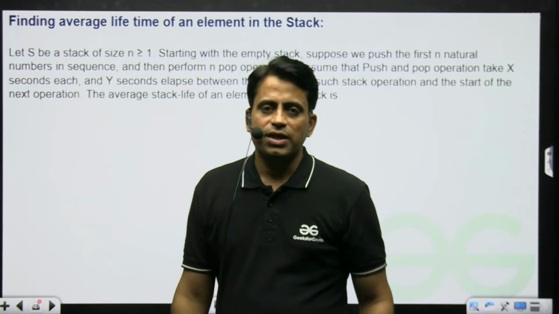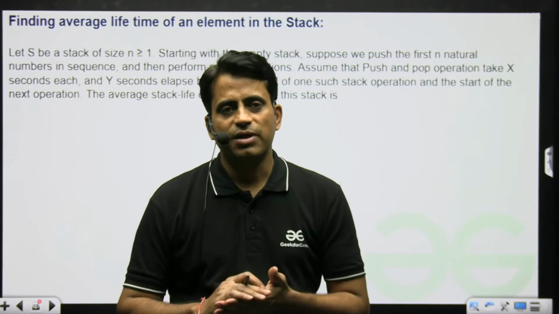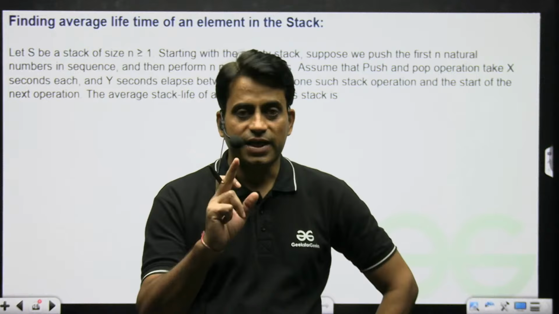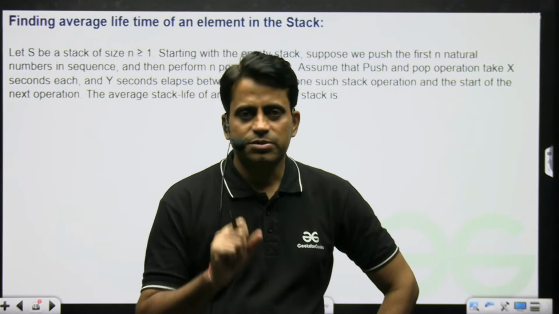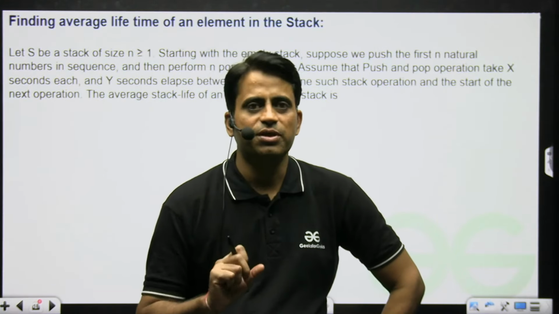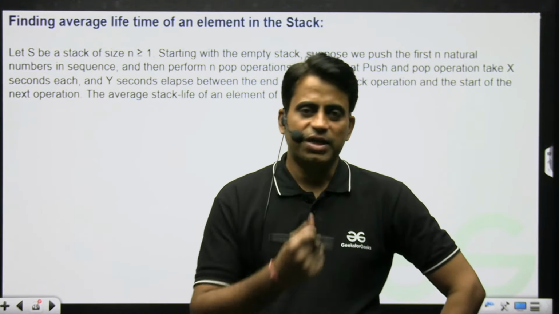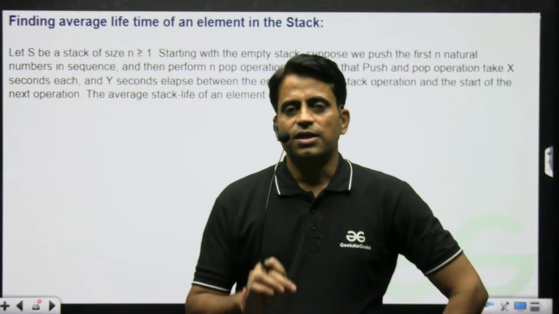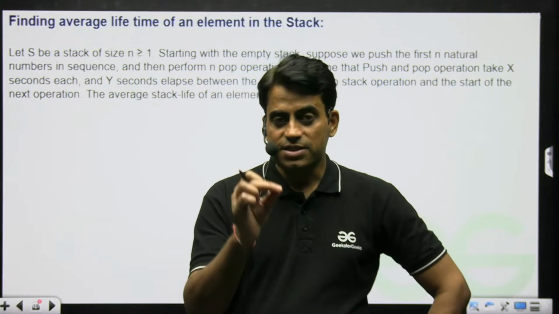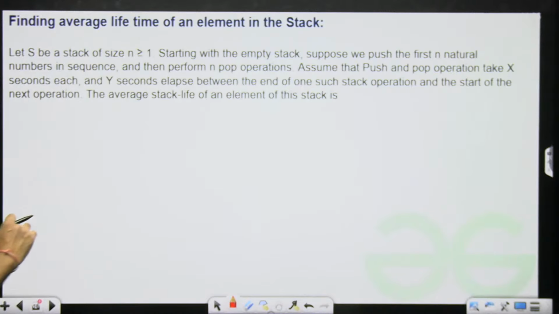Okay. So ये क्या कह रहा है बच्चे, ये क्वेश्चन ये कह रहा है कि हमने स्टैक में n नेचुरल नंबर्स को पुश किया है पहले, फिर पॉप किया है, राइट. पुश एंड पॉप करने में x सेकेंड टाइम लग रहा है. पुश एंड पॉप टेक x सेकेंड ईच, राइट. And y seconds elapse between the end of one such stack operation and the next, between push and pop, right. Not stack life, average stack life of an individual element, आपसे ये बताना है. Okay? तो चलिए देखते हैं.